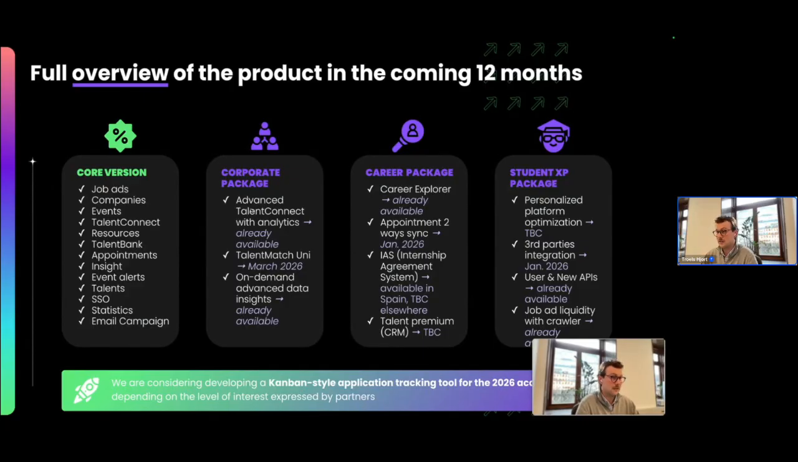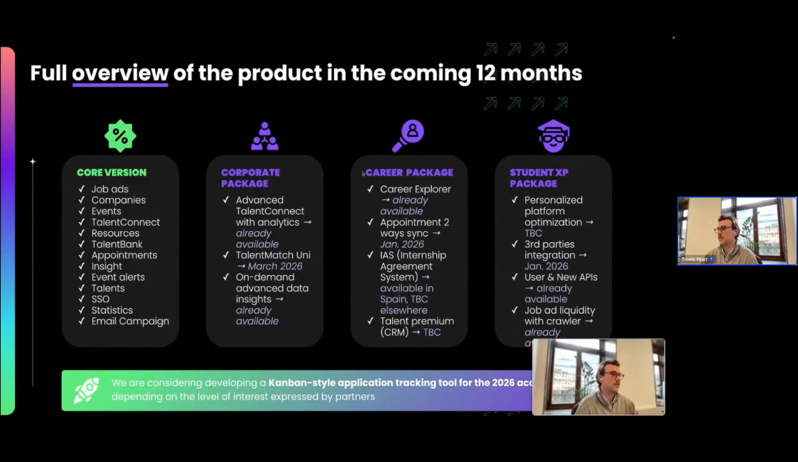If we look at the corporate package, what can that actually bring to light? There is the advanced talent connect, for instance, with analytics that is already available. We have the talent match for unis, which will be out in March 2026, which is an enhanced way of doing shortlists. We have the on-demand advanced data insights that is already available as well. So if partners of yours come and say, we need to create a report internally on how we collaborate with you, we can help you out with that.